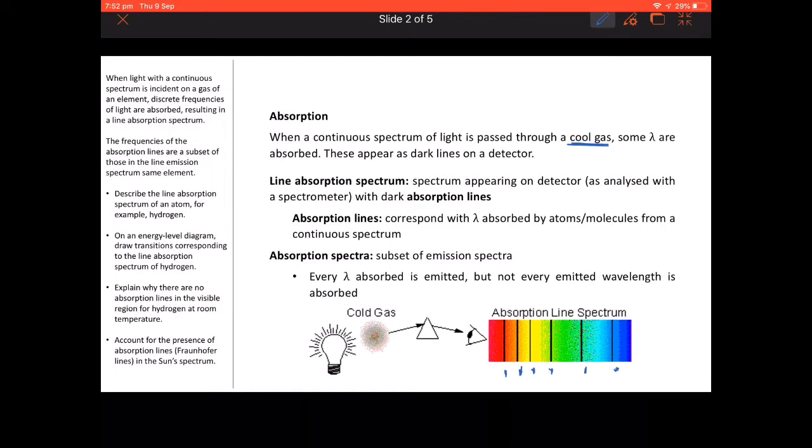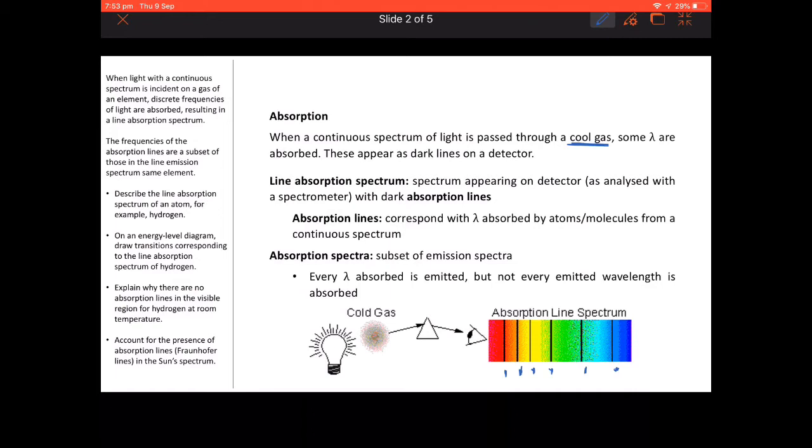And the absorption spectra is a subset of the emission spectra. What that means is that for any given gas, the wavelengths that it absorbs are definitely going to be included in the wavelengths that it emits, but there could be extra wavelengths that it emits that it doesn't absorb. So the absorption line spectrum is a subset of the emission spectra.